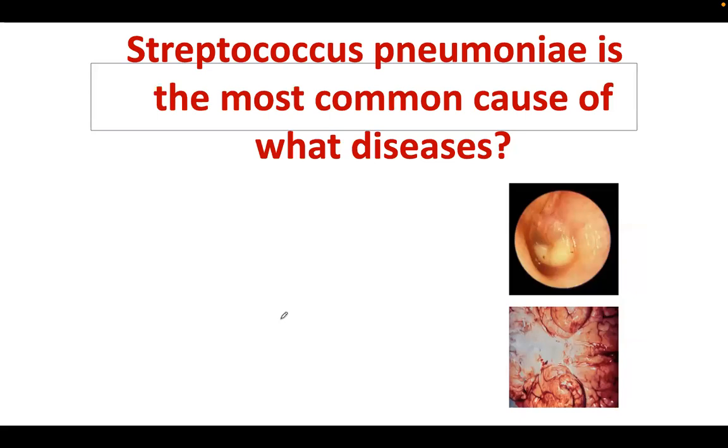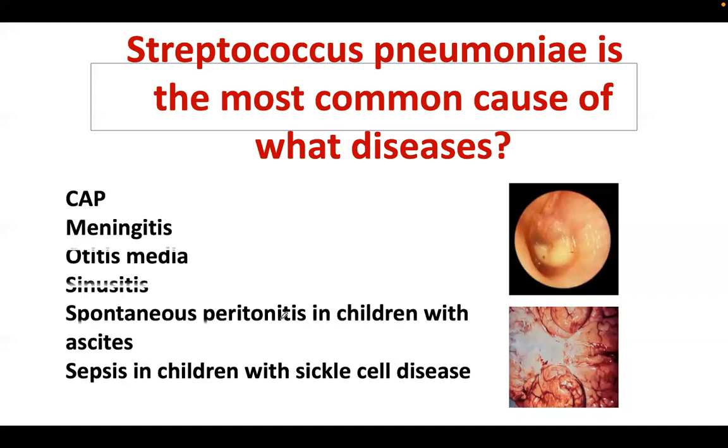So these are the diseases which strep pneumoniae causes: community-acquired pneumonia, meningitis, otitis, sinusitis, spontaneous peritonitis in children, and sepsis in children with sickle cell disease. So please remember this, okay? Sickle cell disease, very, very important.